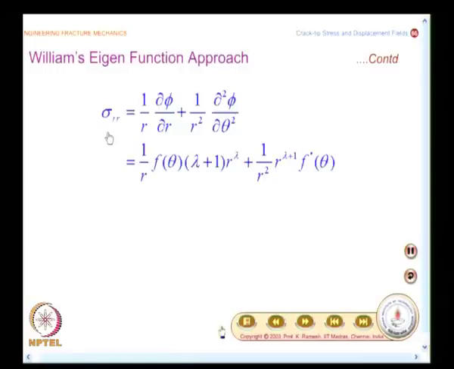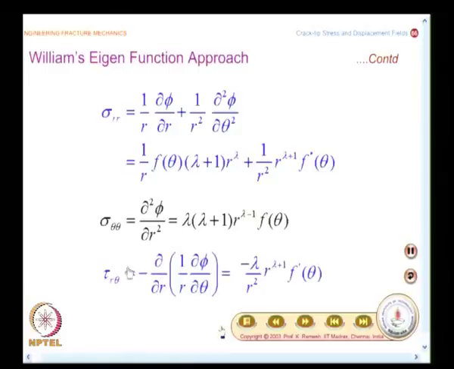And we also know how to evaluate sigma theta theta, which is given as dou squared phi by dou r squared, that is equal to lambda into lambda plus 1 r power lambda minus 1 f of theta, because we have already assumed the nature of the function phi. Once you know that nature and substitute it here, you get an expression of this form. You can also get the shear stress tau r theta, that is given as minus dou by dou r of 1 by r dou phi by dou theta, that is equal to minus lambda by r squared r power lambda plus 1 f prime theta.